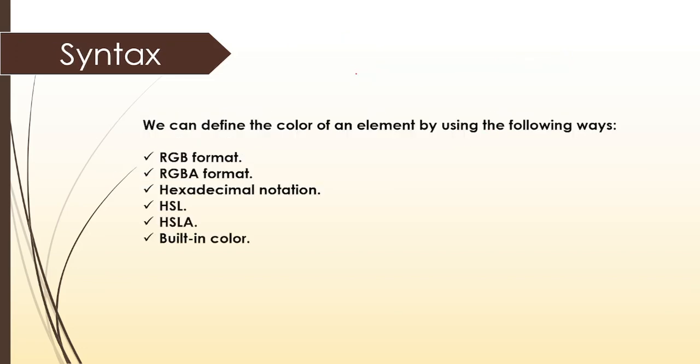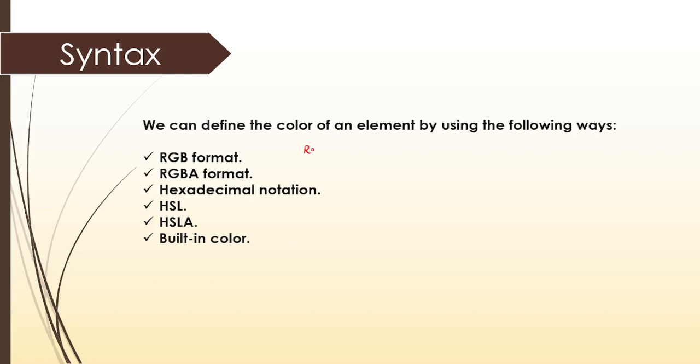So let's move to the syntax part. We have different ways to add color elements in your HTML code. First is RGB format, second is RGBA format, third is hexadecimal notation, then HSL, HSLA, and built-in colors. We will discuss everything one by one. So let's move to the first part, that is RGB.